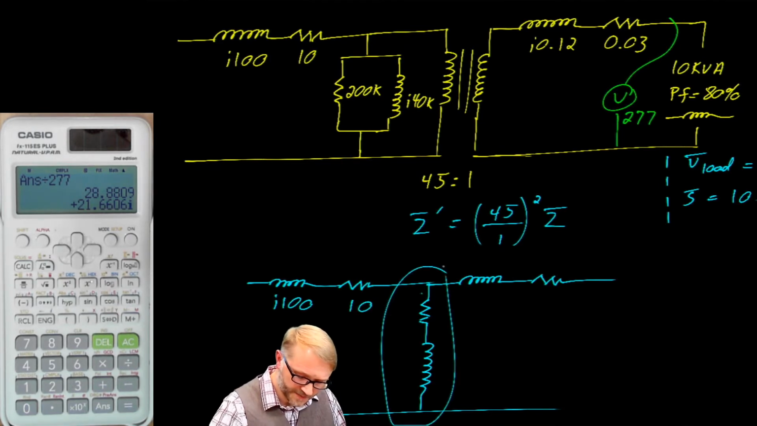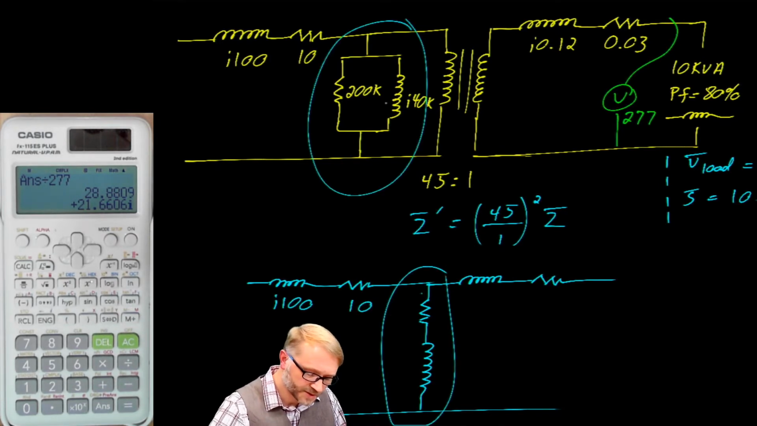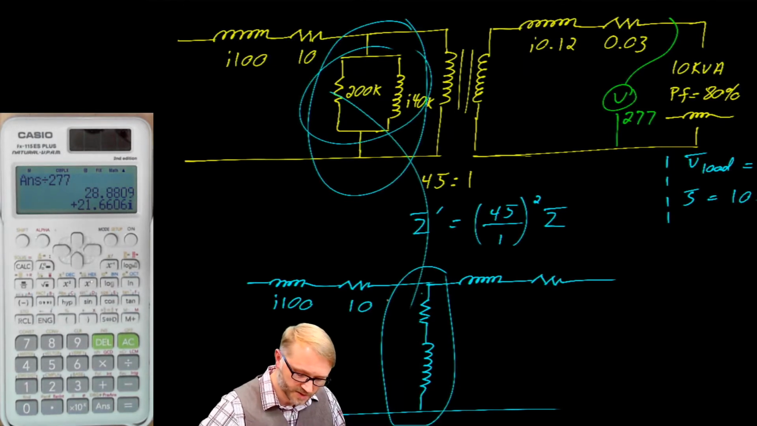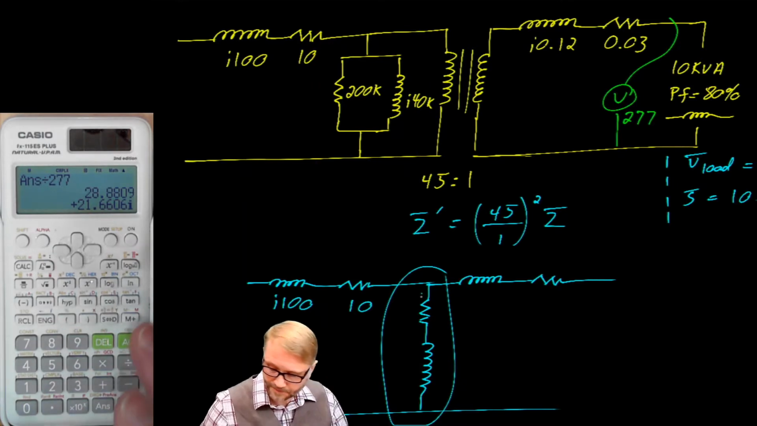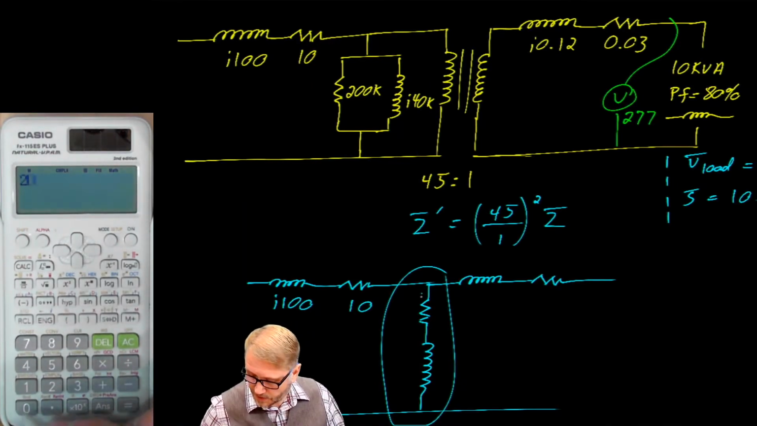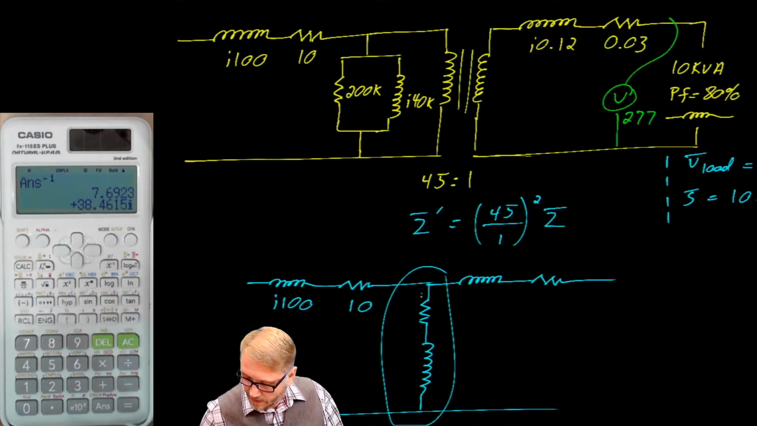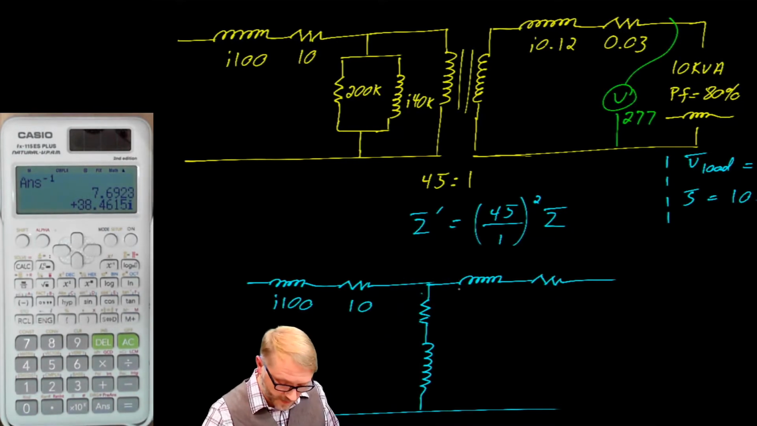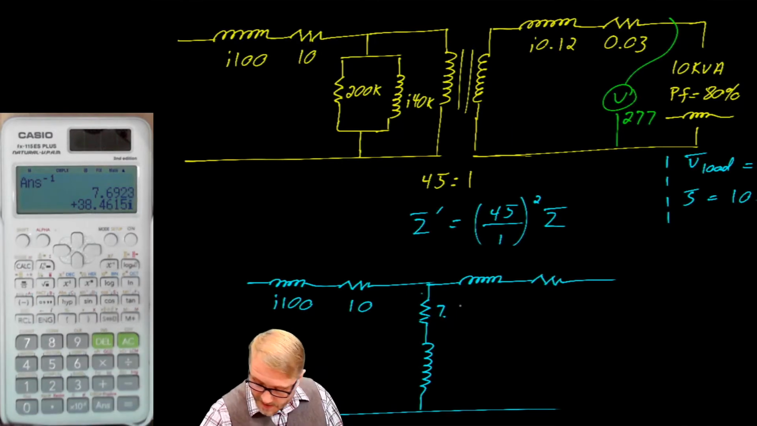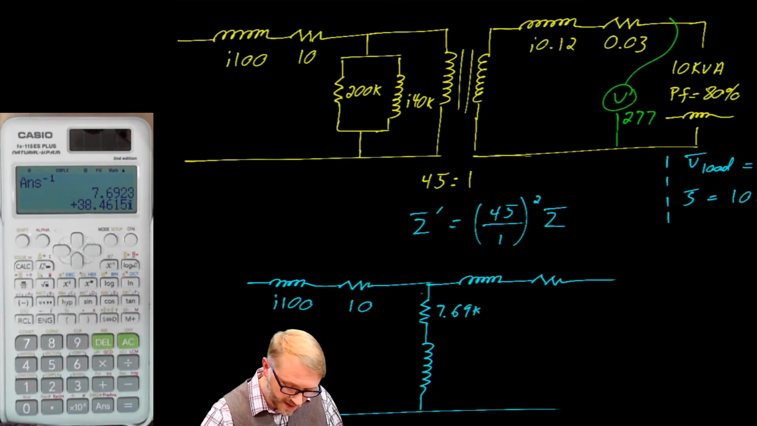This piece, by the way, is the core. So what we're going to do is take this parallel circuit and transform it into a series circuit to make the calculations a little bit easier. To do that, you go 200 invert plus 40J invert equals invert equals. So that is 7.69K and J38.5K.